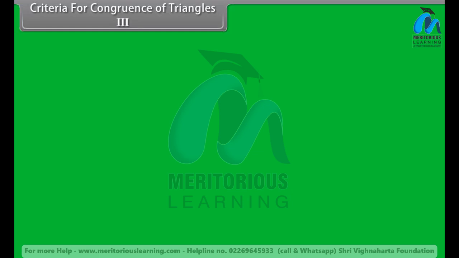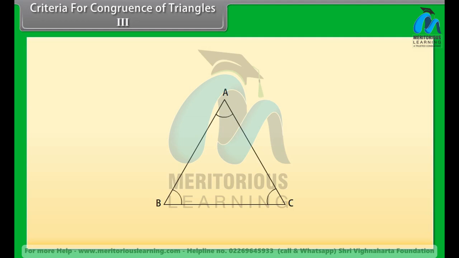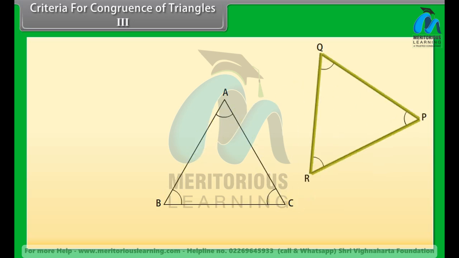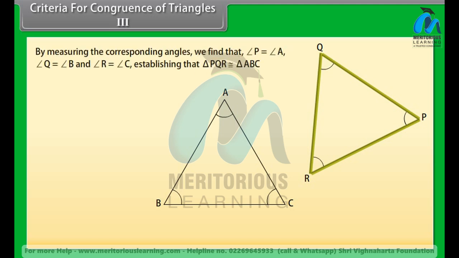Criteria for congruence of triangles 3. In order to explore another criterion, we again take a triangle ABC. Now take 3 thin sticks equal in lengths to sides AB, BC and CA of triangle ABC. Place them in any order to form triangle PQR near the triangle ABC. By measuring the corresponding angles, we find that angle P is equal to angle A, angle Q is equal to angle B, angle R is equal to angle C, establishing that triangle PQR is congruent to triangle ABC.